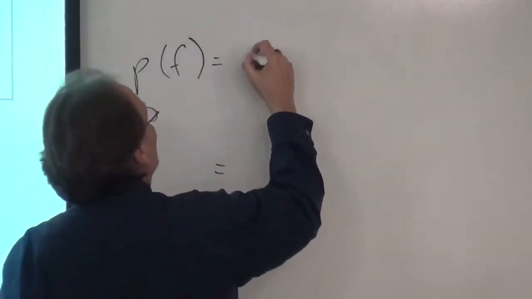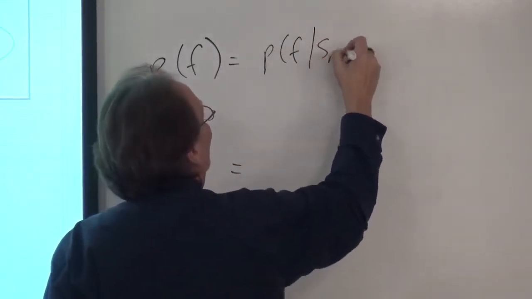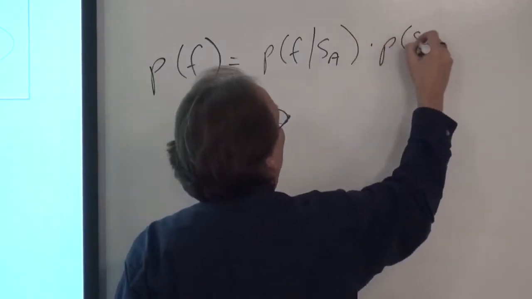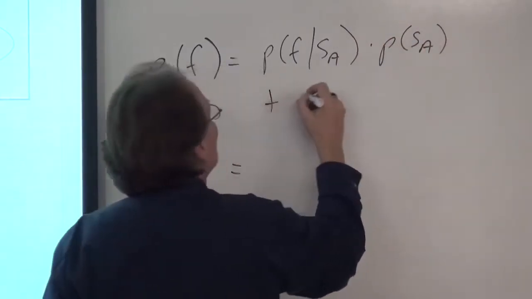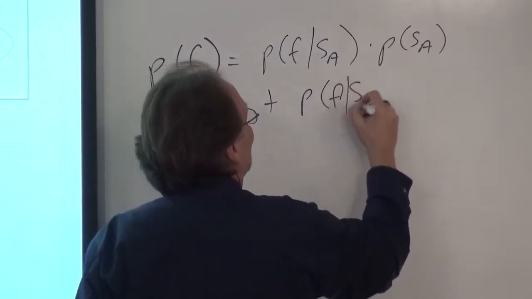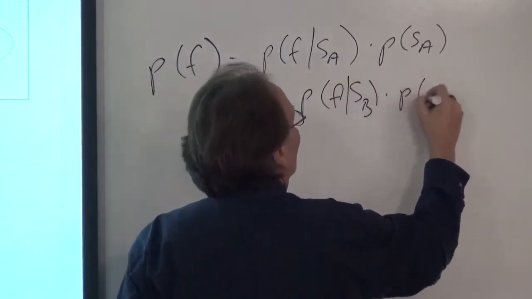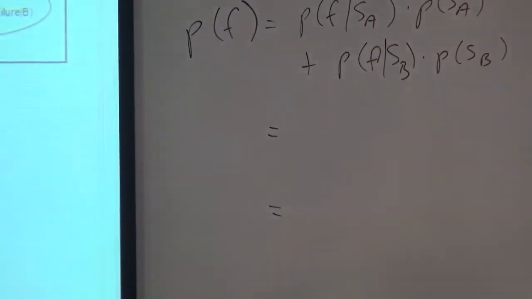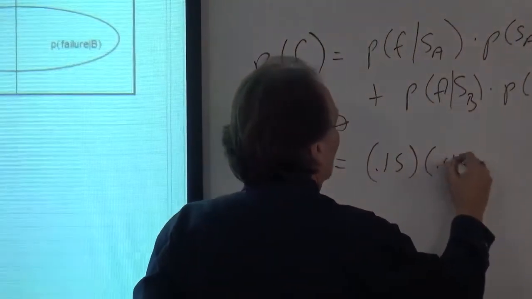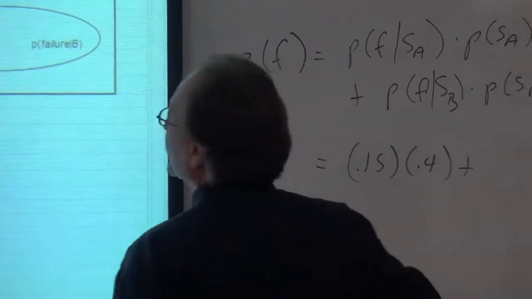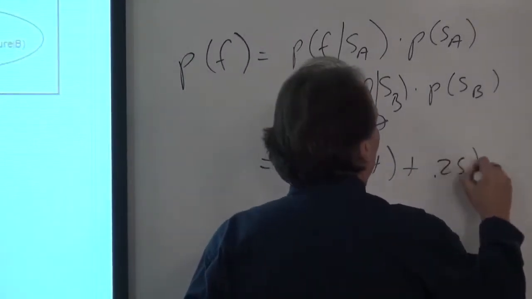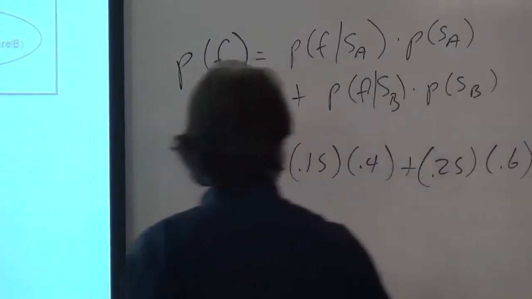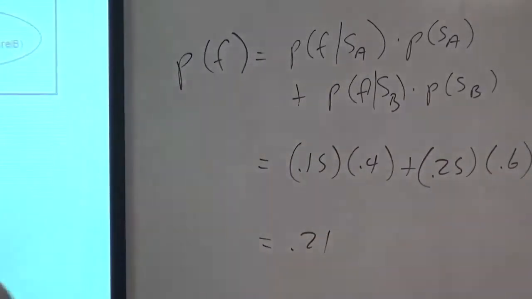Looking at my own, it's the probability of failure given supplier A times the probability of supplier A, plus the probability of failure given supplier B times the probability of supplier B. Okay, so it's the right numbers, you don't divide by it. So 0.15 times 0.4 plus 0.25 times 0.6. And that's 0.21. Thank you.